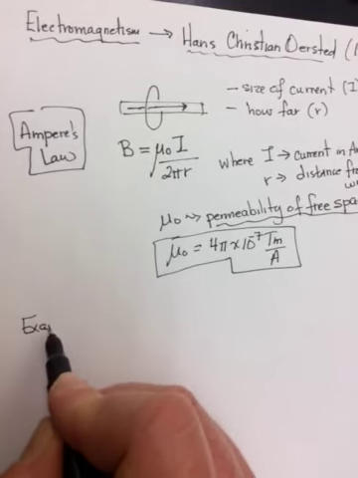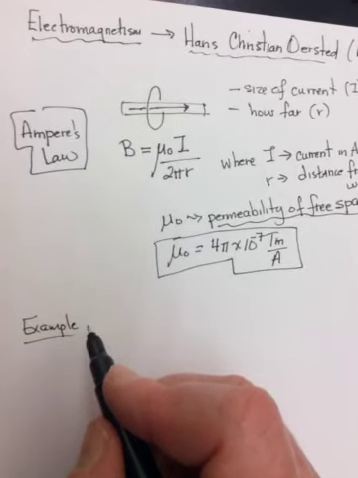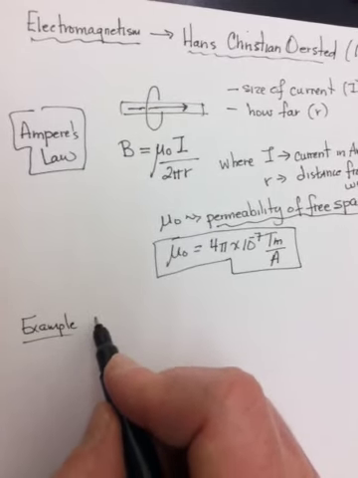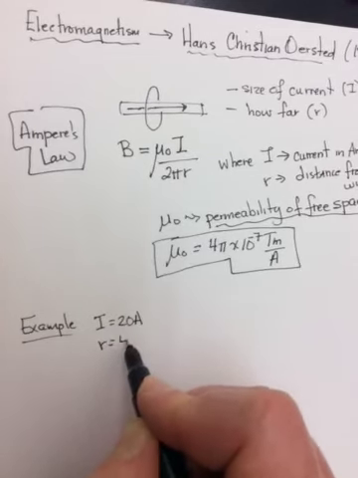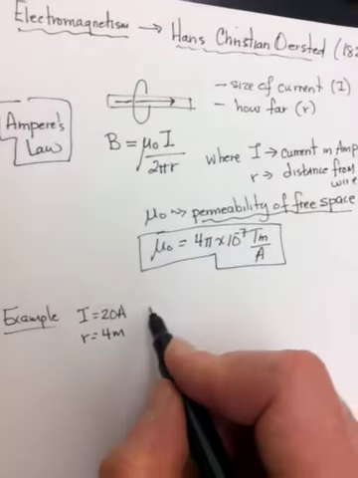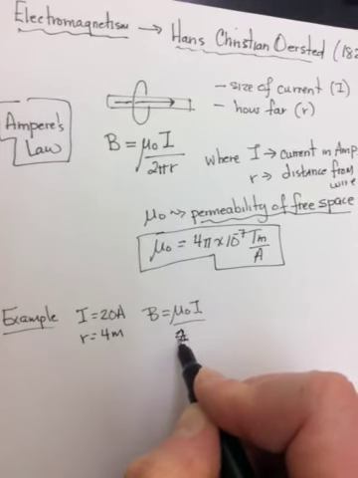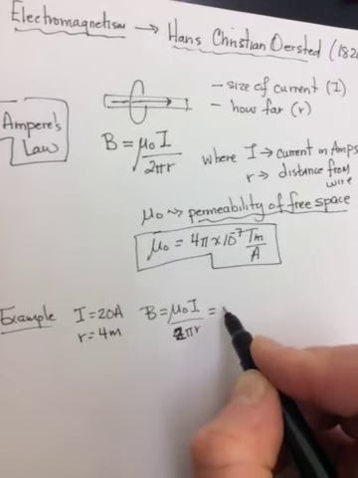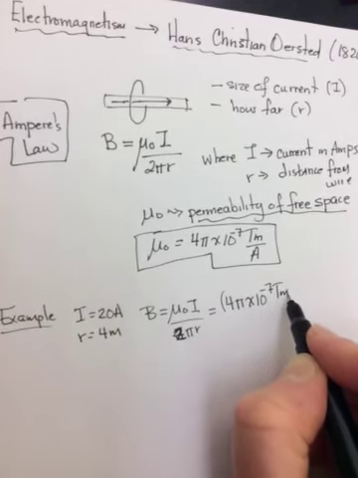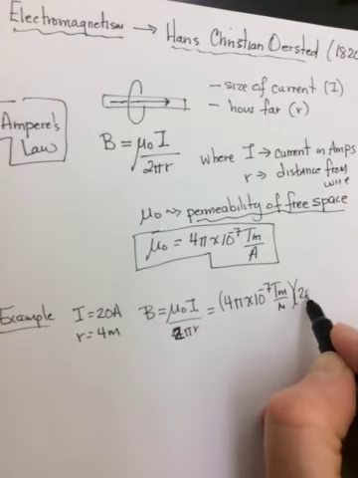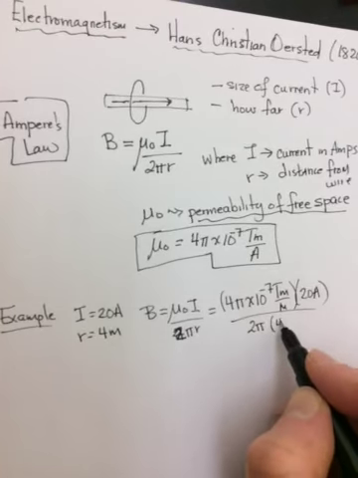It's really pretty straightforward. Example would be if you have a current of 20 amps, so I is 20 amps. What's the magnetic field strength at a distance of 4 meters from the wire? Okay, so B is equal to mu O I over 2 pi R. So mu O is 4 pi times 10 to the negative 7 Tesla meters per amp. I is 20 amps. And then on the bottom, 2 pi times 4 meters.